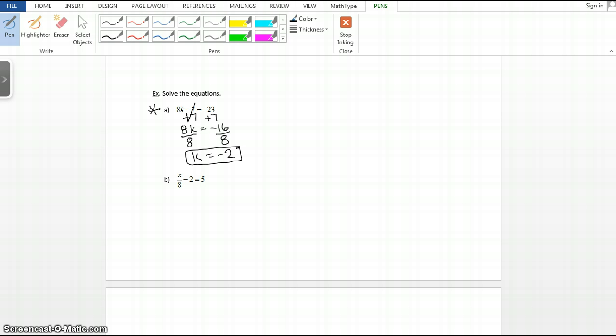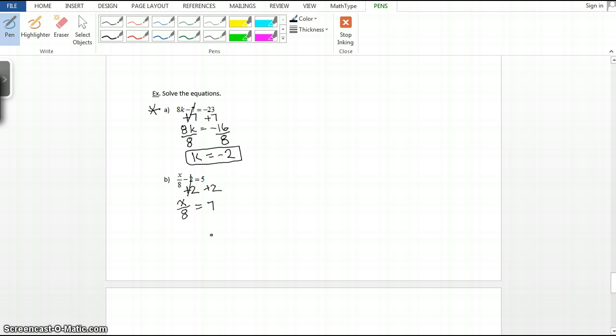Alright, let's try part B. Part B is x divided by 8 minus 2 is equal to 5. So we want to start by adding 2 to both sides. Alright. So if we add 2, again the minus 2 and the positive 2 will cancel out. The x divided by 8 is still there. 5 plus 2 is 7 on the right.